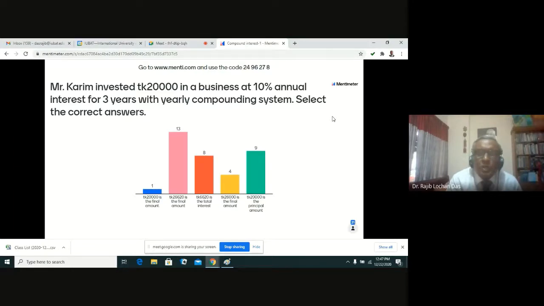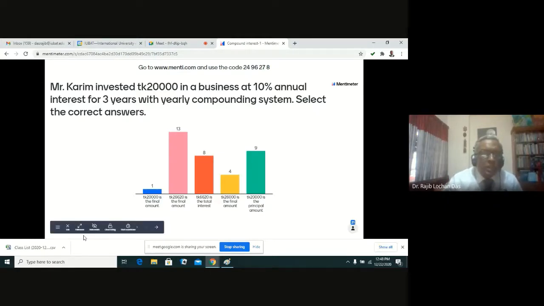You can put the formula and then calculate. So this answer will come: 26,620 taka. This is the final amount. If you subtract the original amount 20,000, then 6,620 is the interest amount. Red color is correct. And the last one, the green or paste color, 20,000 is the principal amount. This is also correct. The other two, blue and yellow, are wrong.